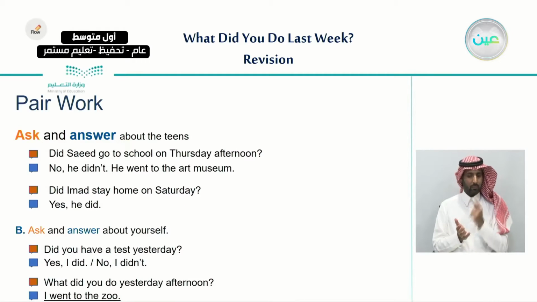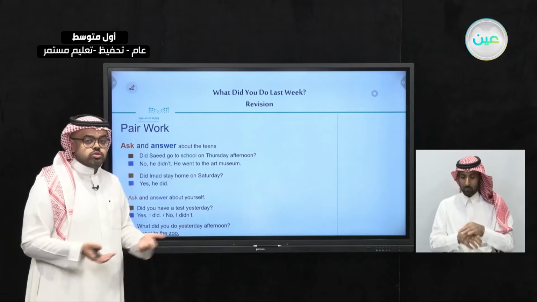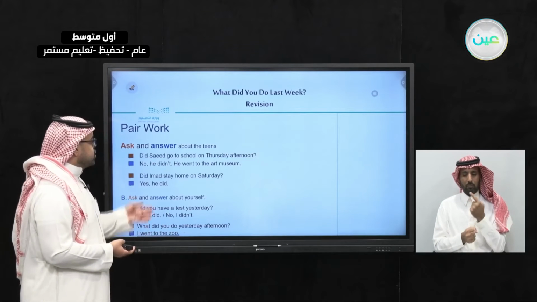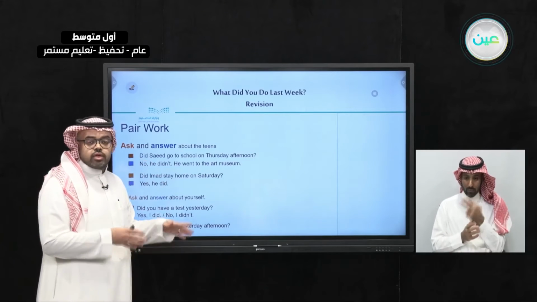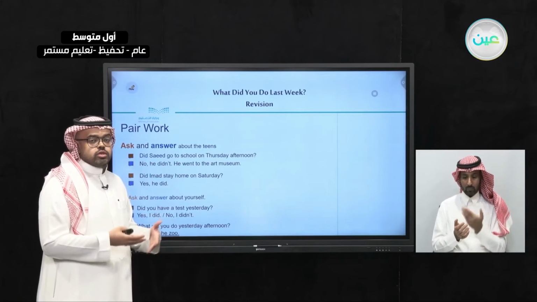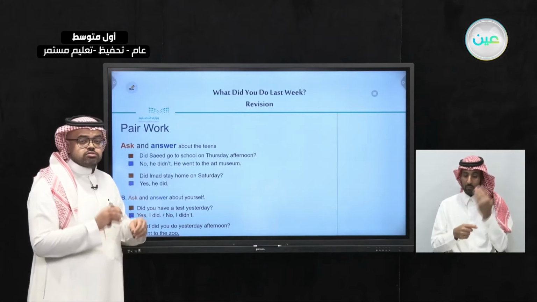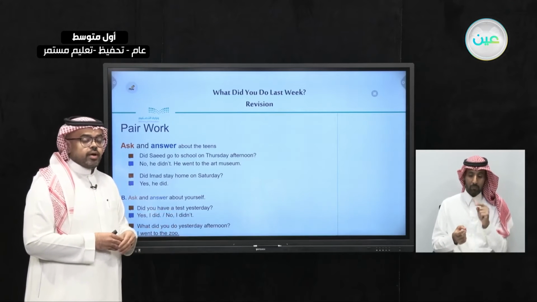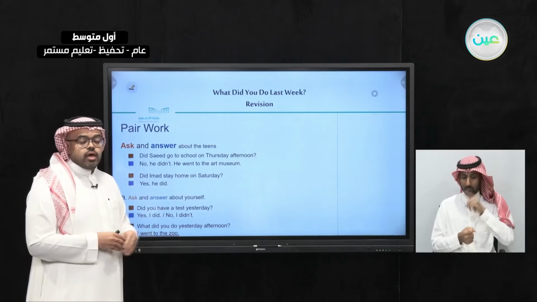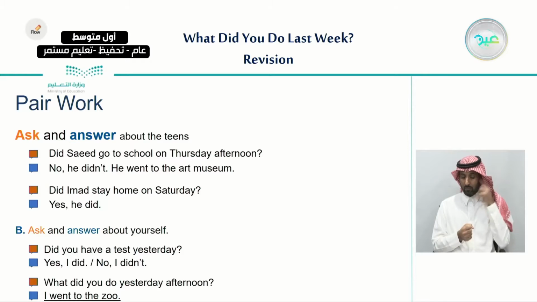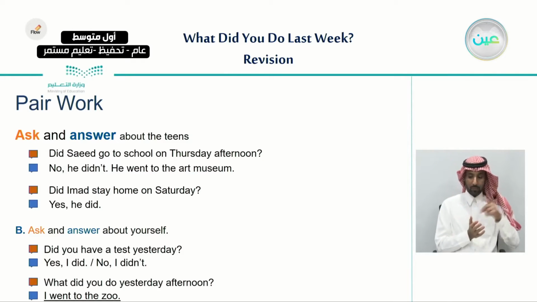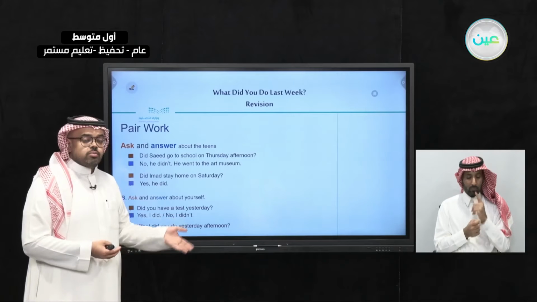And also in pair work we learned how to make questions about what kind of things people usually did in the past, where I said you can have a look at the previous listening when we listened to Umar, Imad, Ahmed and Said, and try to make a question about the activities that each one of them did. For example, we said, did Said go to school on Thursday? Did Imad stay home on Saturday? So we had a couple of examples like this.